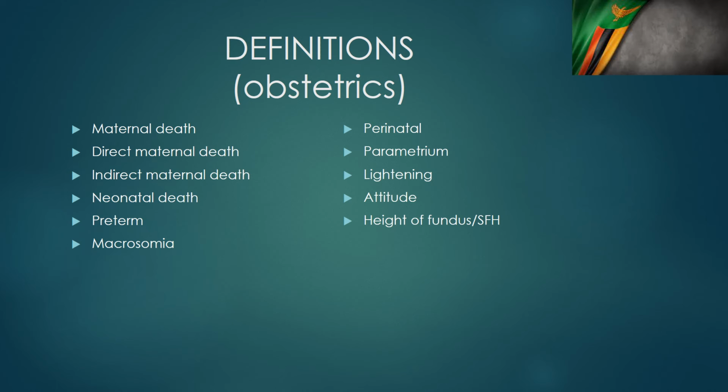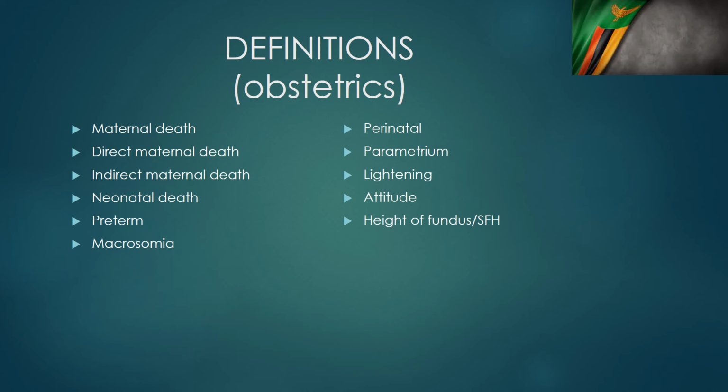Lightening refers to descent of the fetus before labor starts. So what you see is that there's some slight descent of the fetus when term is approaching, or when we are nearing the end of the pregnancy. That is what is called lightening.